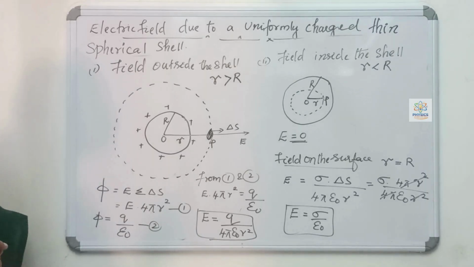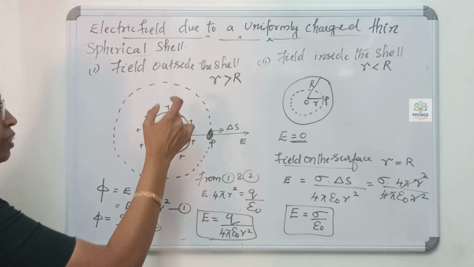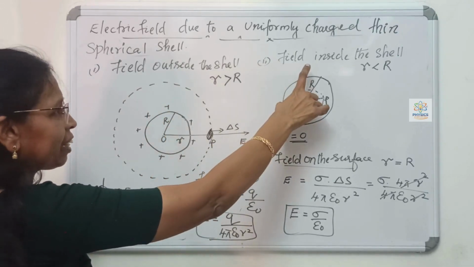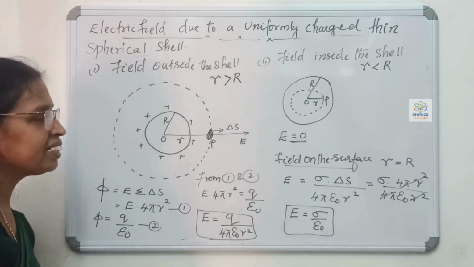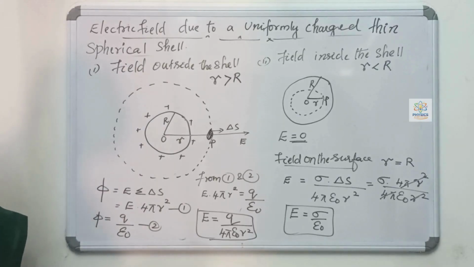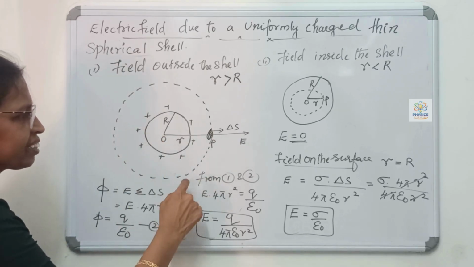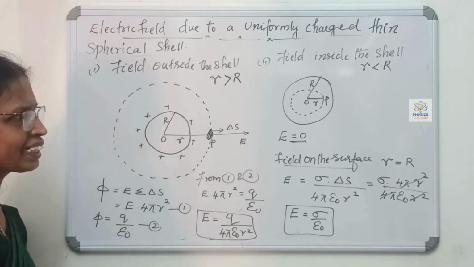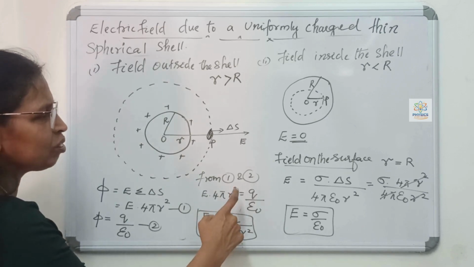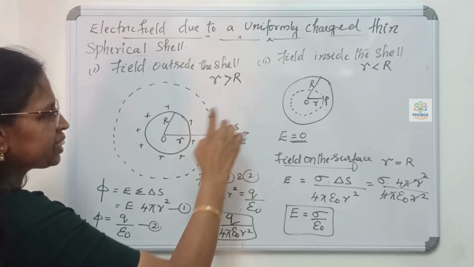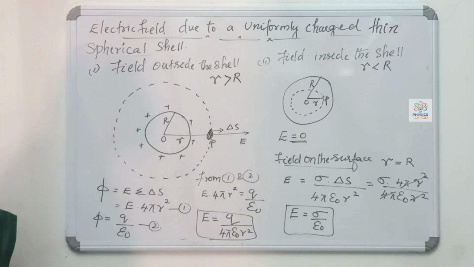First two cases are very important. To describe the field outside the shell and field inside the shell, it is compulsory that you draw both the diagrams. The first, you can imagine the Gaussian surface outside the spherical shell. The second case, you have to imagine the Gaussian surface inside the spherical shell.